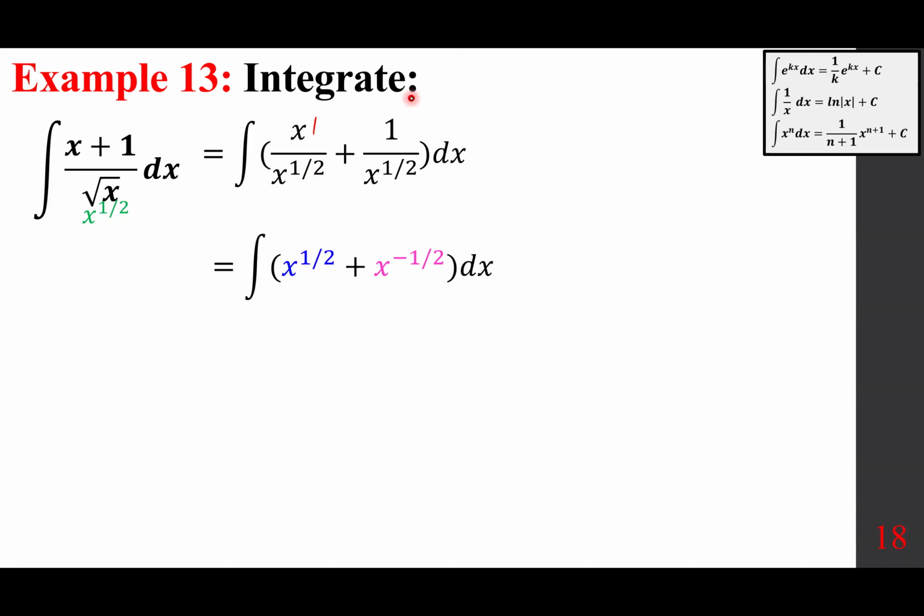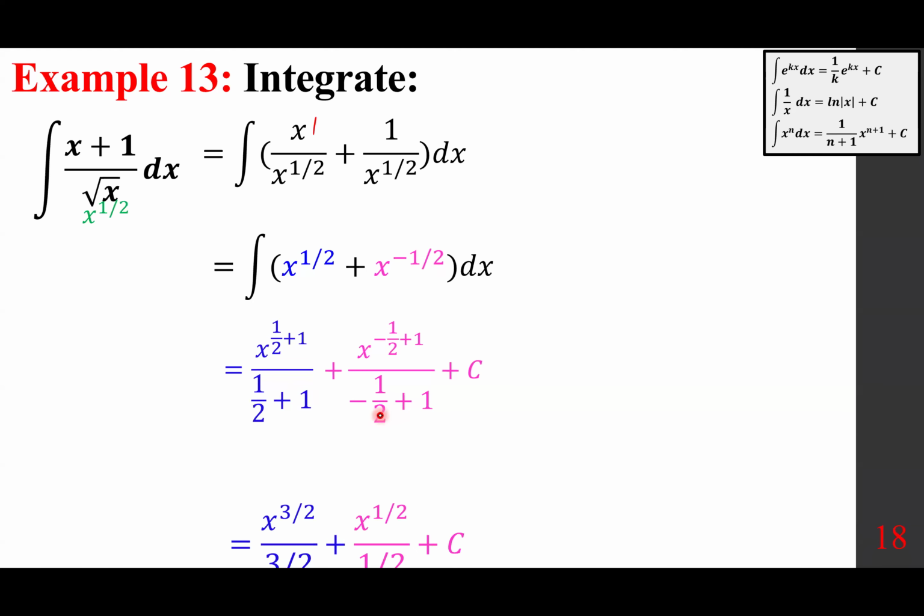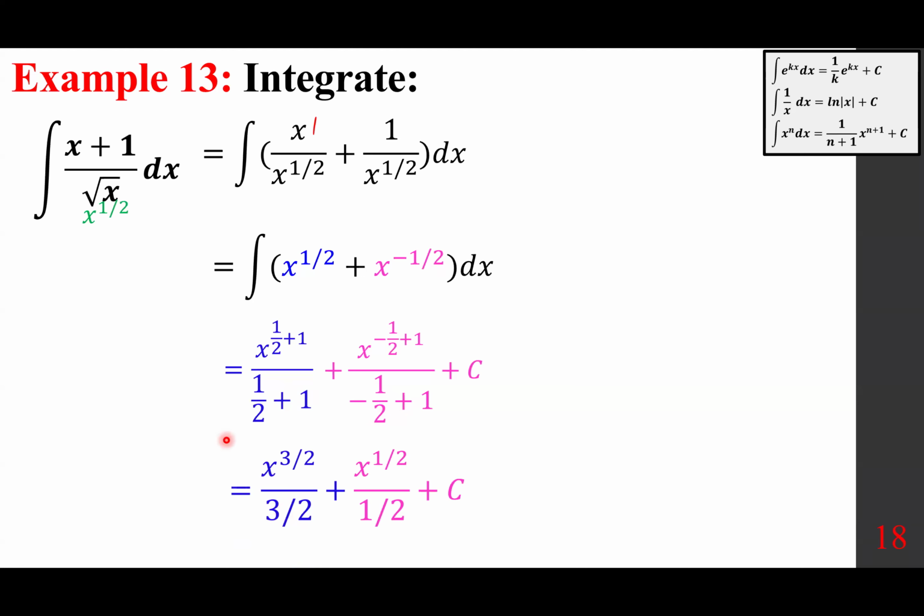And now it's ready for the power rule. So this is 1 over 1/2 plus 1, x to the power 1/2 plus 1. This one is 1 over negative 1/2 plus 1, x to the power of negative 1/2 plus 1. 1/2 plus 1 is 3/2. Negative 1/2 plus 1 is 1/2. Division by those means the reciprocal. This is 2/3, this is 2, and we get 2/3 x to the power of 3/2 plus 2 x to the power of 1/2 plus the c.